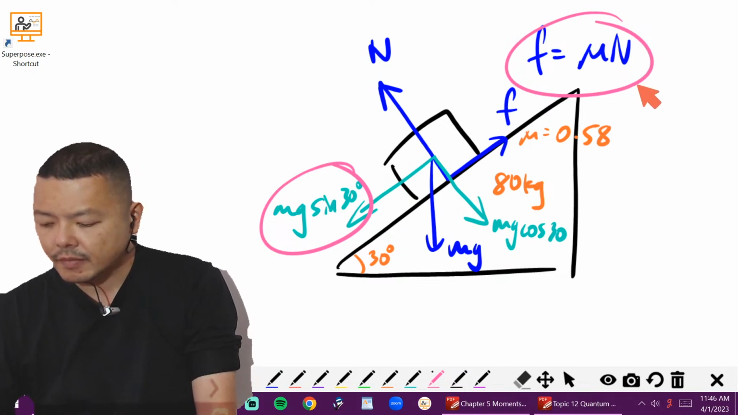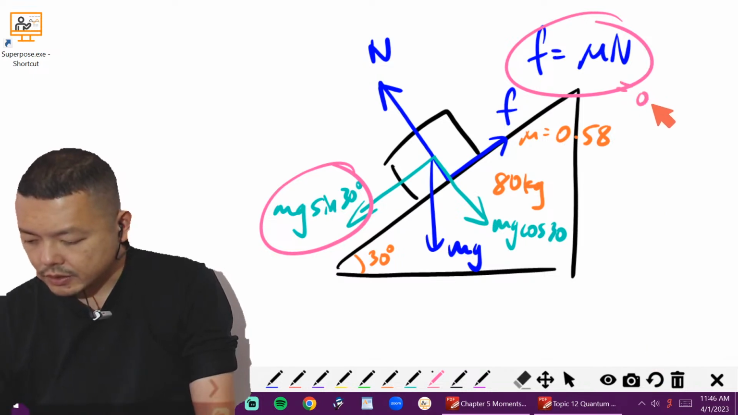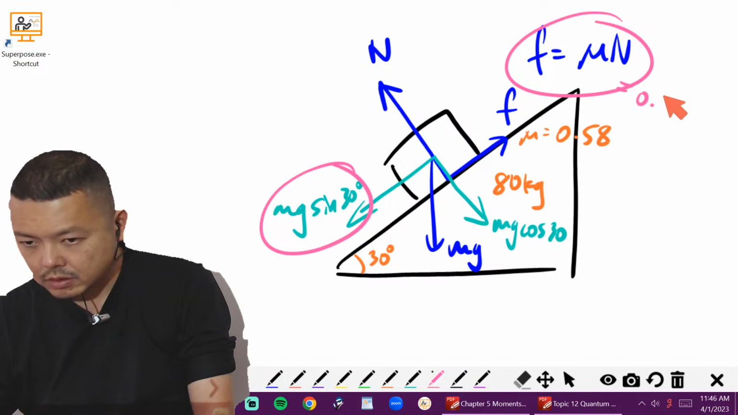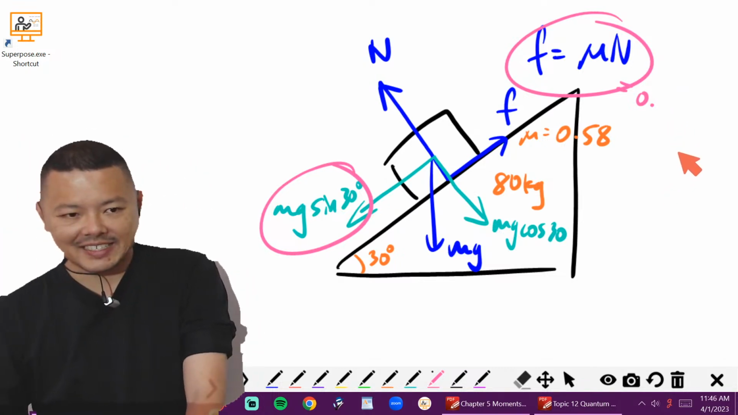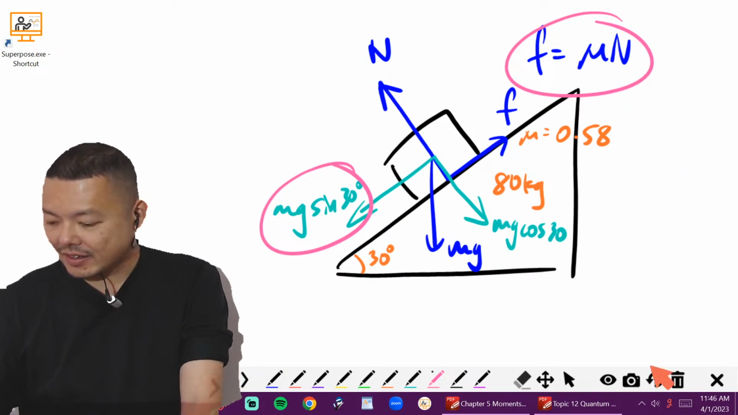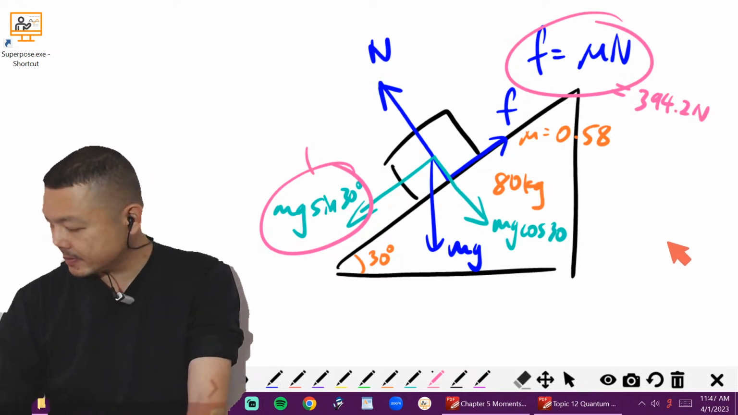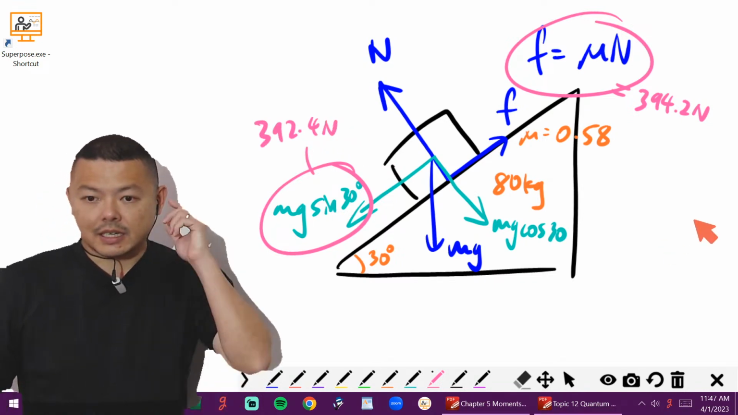Which one is bigger? How much is this frictional force here? The friction is only so little. It's 0.58 times N. What's N? No, don't cancel it. Nobody asked you to cancel the stuff. How much is the friction? 394.2 newtons. And how much is the mg sine theta? 392.4. Wow, almost only, right?